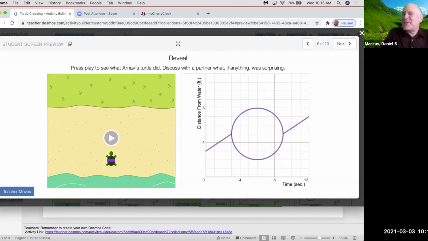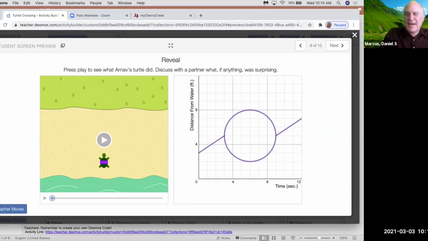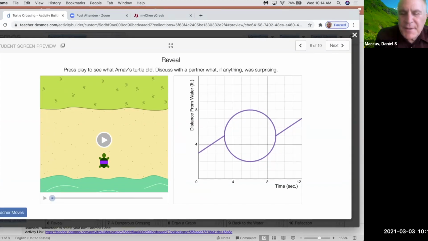Taya, that's a great observation. Okay, I want some people to share. Go ahead and raise your hand if you'd like to explain why or how this happens on this graph. Why is that? Why did the turtle split according to the time and distance? Who wants to attempt that? Okay, go ahead, Sophia.